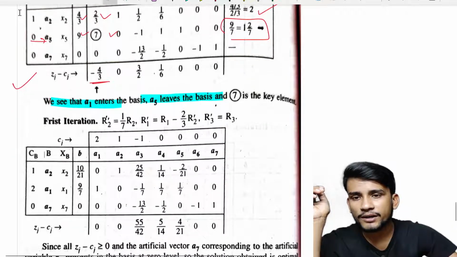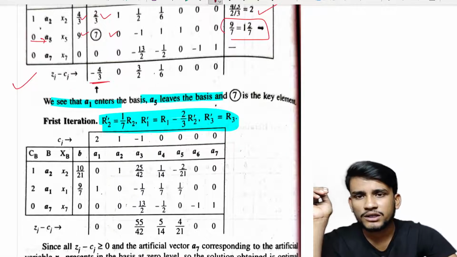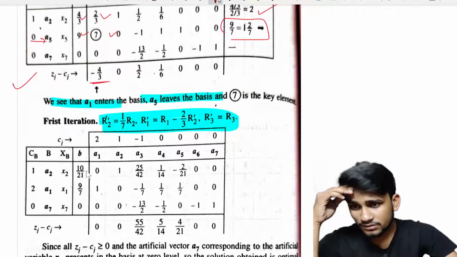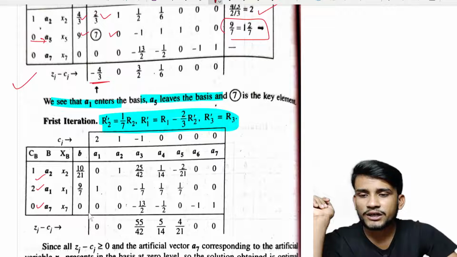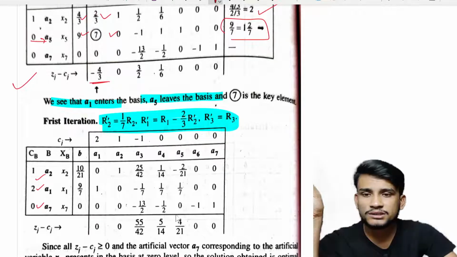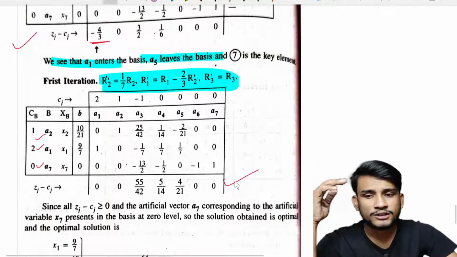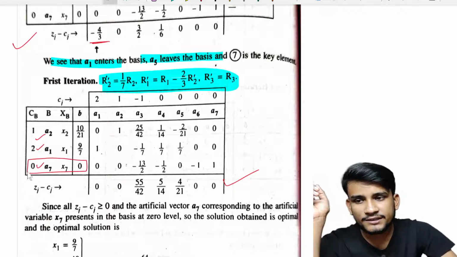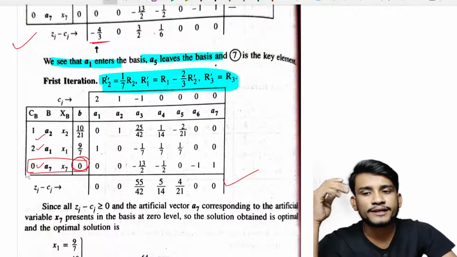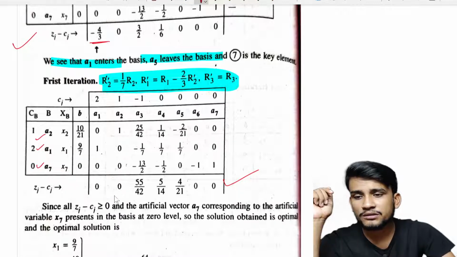Now we apply the same row operations, and you can also apply the shortcut tricks which I already discussed. We see here A2, A1 and A7. After all the necessary calculations, all Zj minus Cj are greater or equal to 0, so the optimality condition is satisfied, and A7 is present in the basis at 0 level.